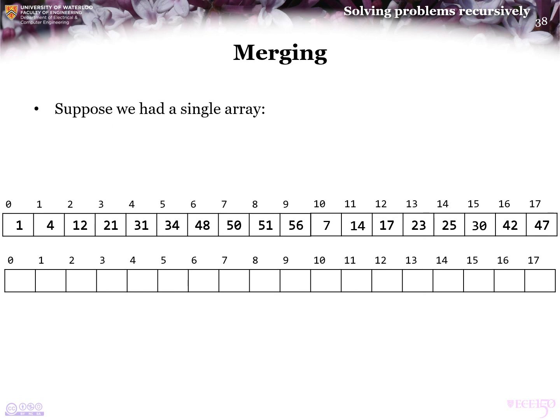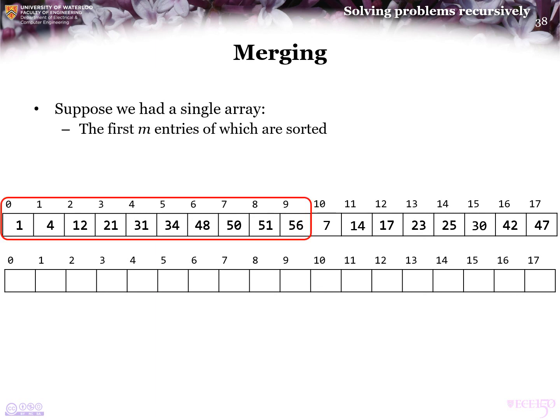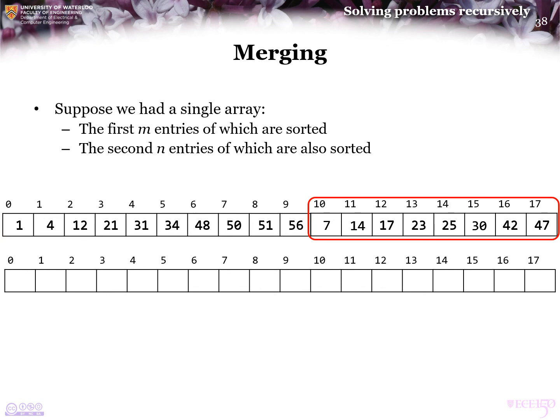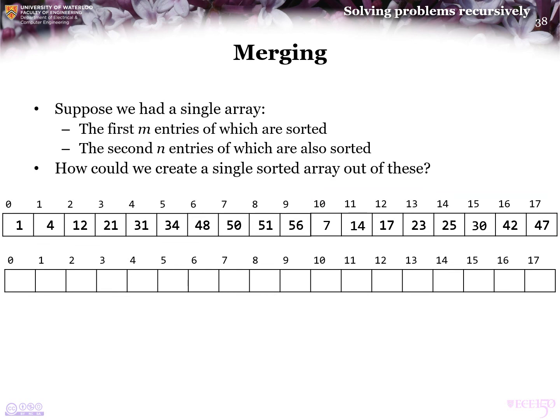So suppose now instead we have a single array where the first m entries are sorted and the second n entries are also sorted, but the entire array is not sorted. How could we create a single array of capacity m plus n that contains a sorted list merging these two sorted arrays? Well, easy enough.